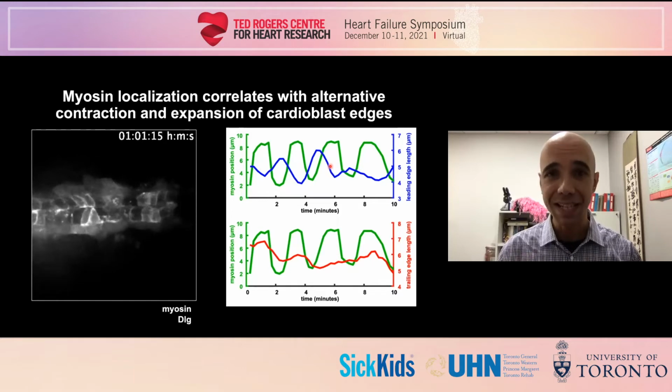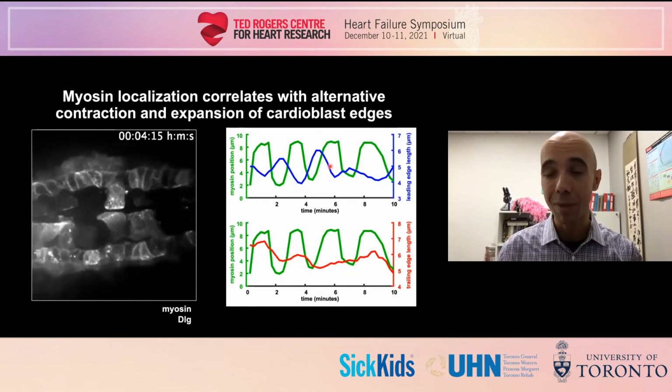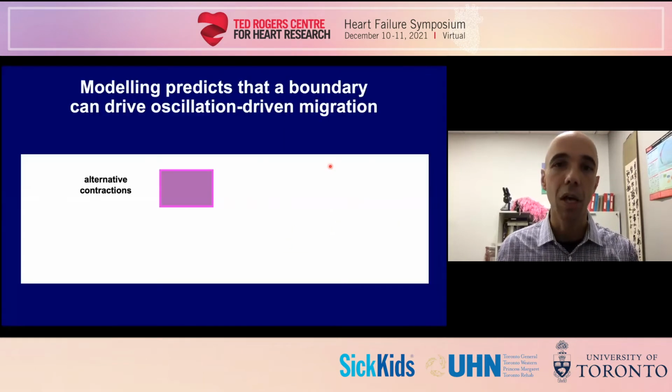Now, to try to understand how this contraction and relaxation of the leading and the trailing edge of the cell may be driving cell movement, we developed a mathematical model of cardioblast migration. And to start, we made a very simple model that only included two conditions. The first one is that the volume is preserved. And the second condition is that there is alternating and periodic contraction of the leading and the trailing edge of the cardioblast. And with those two conditions alone, what we get is a cell that doesn't move.